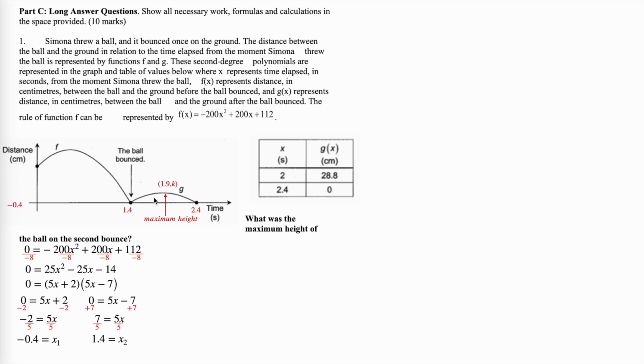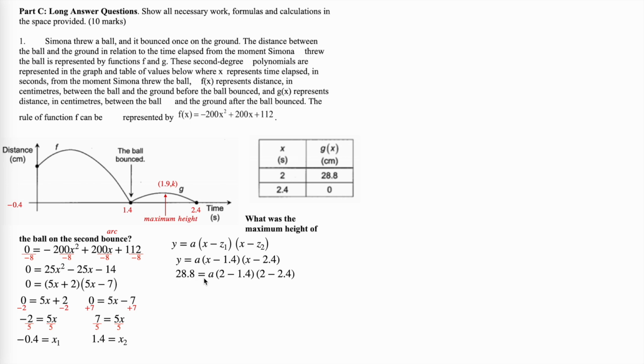To get the equation of g of x, I'm going to use the intercept form of the parabola. y is equal to a times, open bracket, x minus first zero, close the bracket, times x minus your second zero, close the bracket, where the zeros are 1.4 and 2.4. y is equal to a times x minus 1.4 times x minus 2.4. Find the a. We know this point up here, 2 and 28.8. It's got to be somewhere over here. I'm going to feed that into this equation. Replace the y with 28.8 and replace the x with 2.